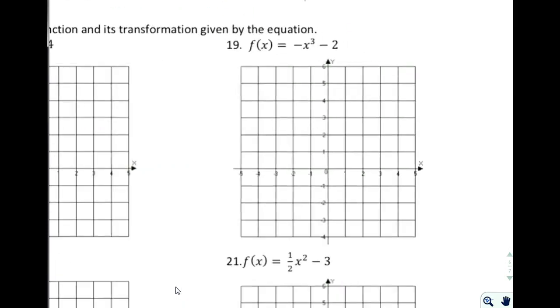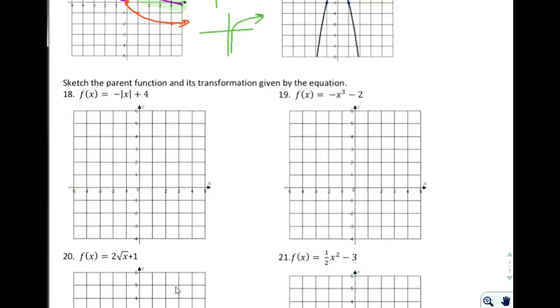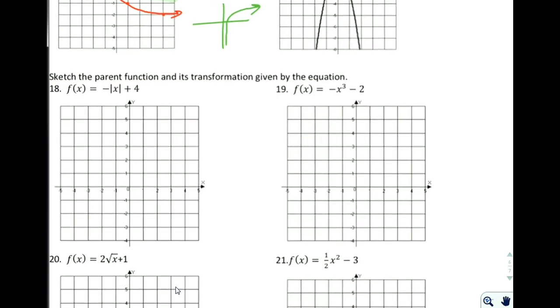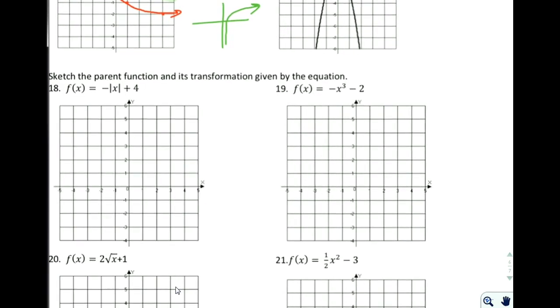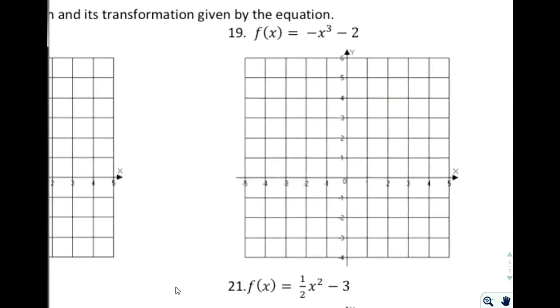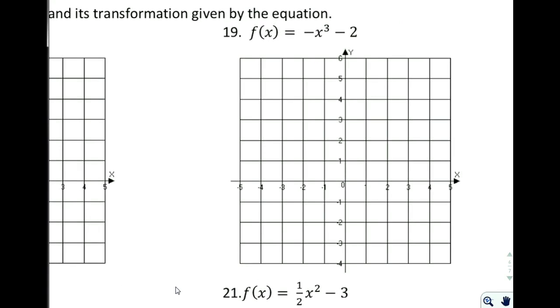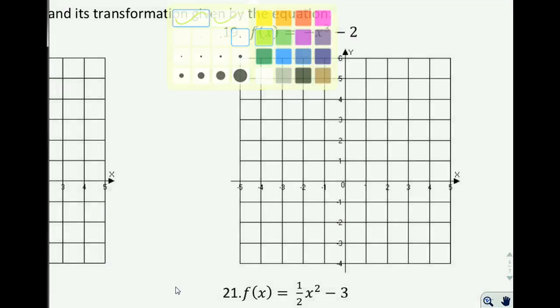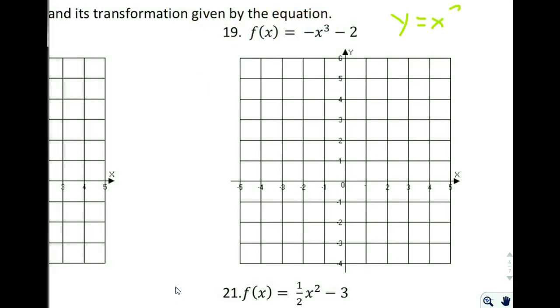The other one we're going to tackle is number 19. We're doing the same thing. We're told to sketch the parent function and its transformation given the equation. So it's the opposite direction of what we just did, but same idea. Parent function here, I see an x cubed built in. So let's write out y equals x cubed and sketch that graph.